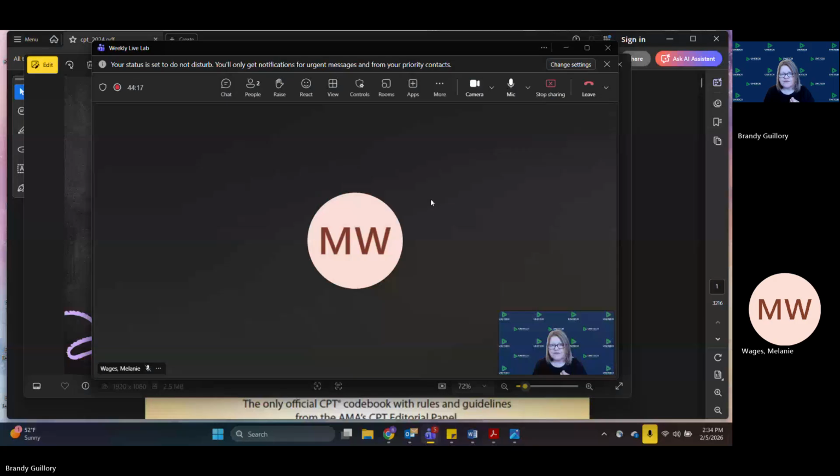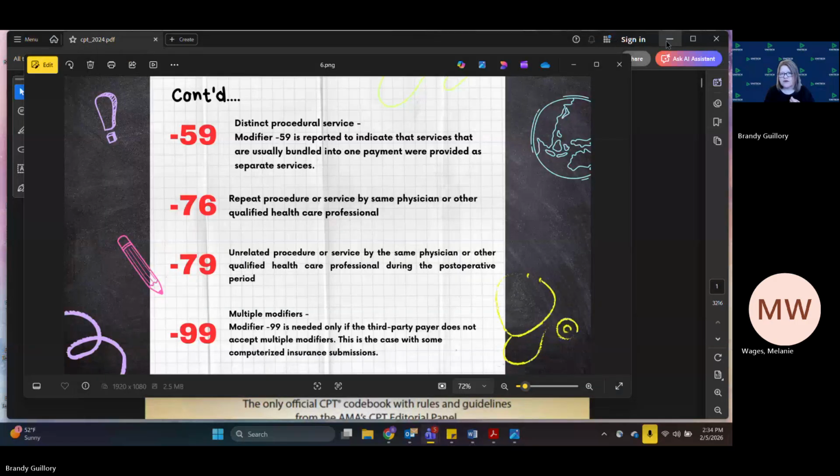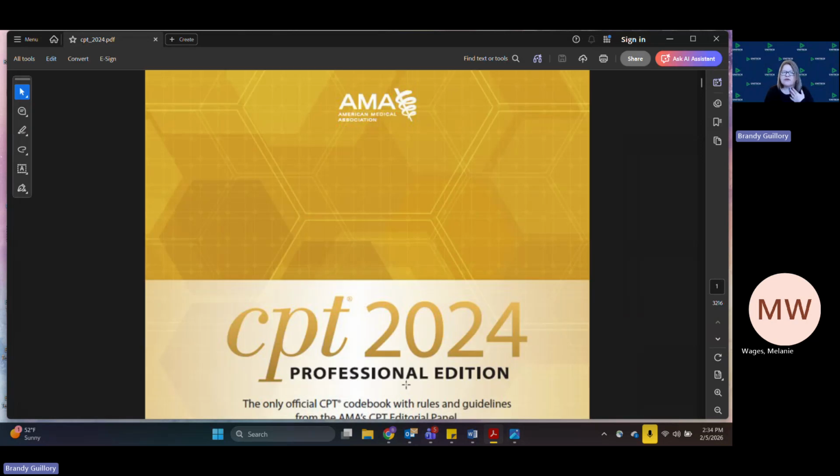So I'm going to hop into the digital manual real quick and show y'all where these are and how quickly and easily you can get to the modifiers to go over them when you're working on your schoolwork. All right, can you see my CPT cover? Yes. Awesome. I just opened up the PDF. I'm starting here at the front page.